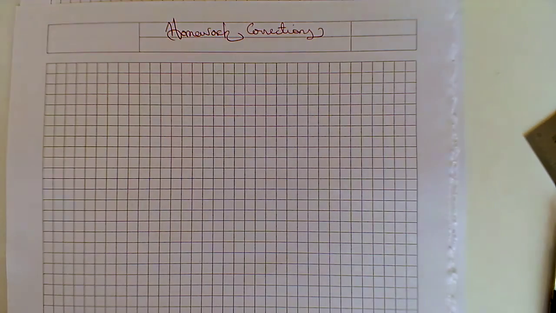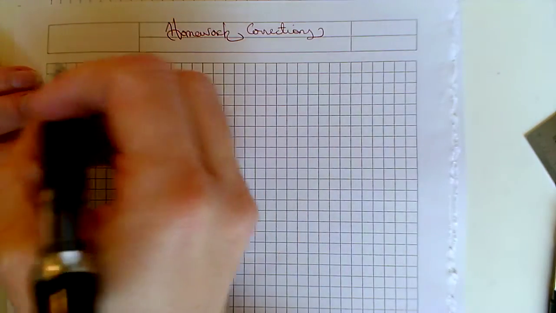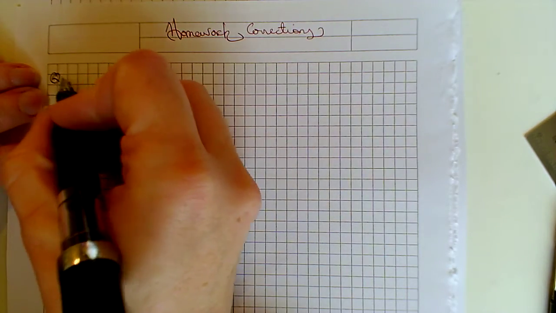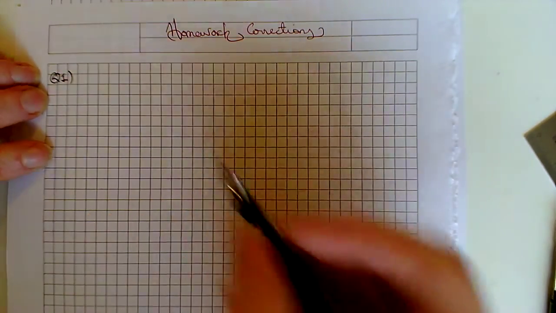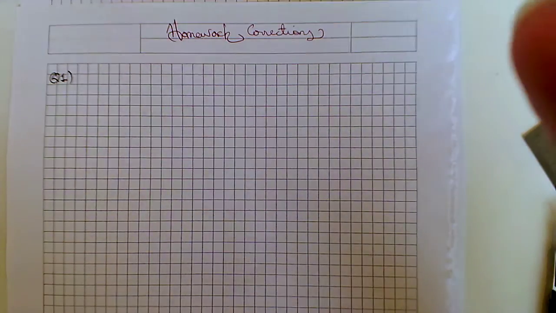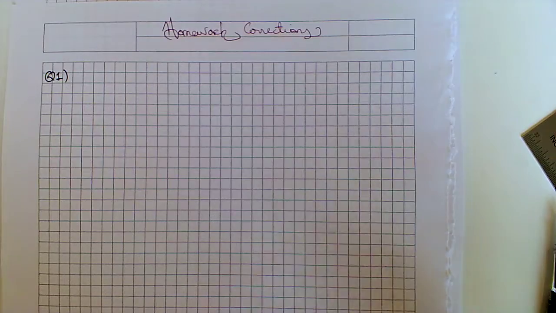Okay, let's go through the homework corrections for the work that you had on Wednesday. There was quite a bit of practice with probability, so it wasn't anything new. I just wanted you to practice with some of the harder questions before we move on to the final topic on this chapter. So it's a little bit blurry. Hopefully that's a bit clearer.